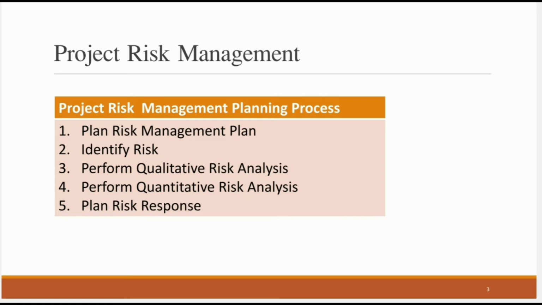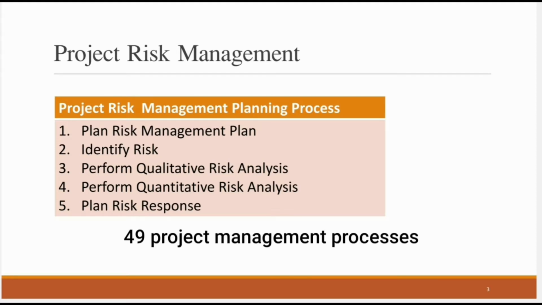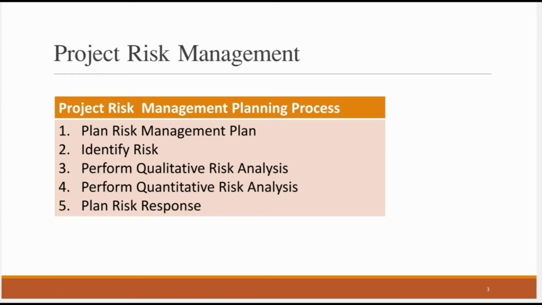Project risk management is part of the knowledge areas that we have in project management. Since we have 10 knowledge areas, one of them is risk management. Risk management has 7 processes out of the 49 total project management processes, and it exists in 3 process groups. Let's go back quickly. We have 10 knowledge areas, 5 process groups, and 49 processes. The 5 process groups are initiating, planning, executing, monitoring and controlling, and closing.